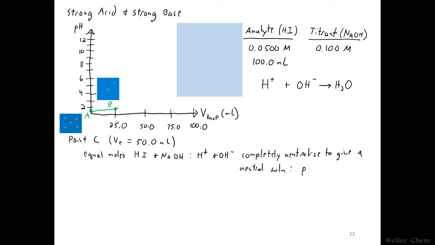In other words, the pH equals 7. And you don't have to worry about sig figs when we're neutral. Just write 7 and that's fine. As far as I'm concerned, that's all you have to write, pH 7 at the equivalence point.